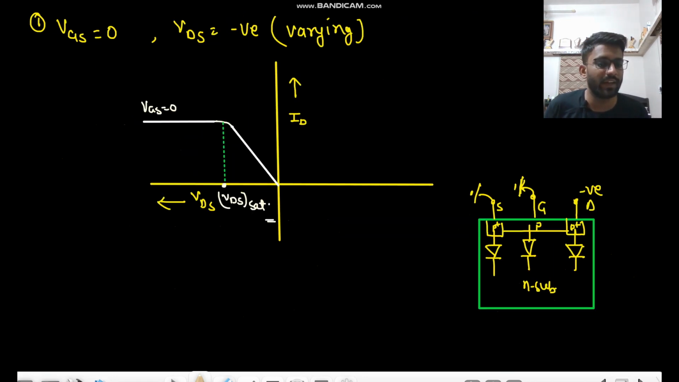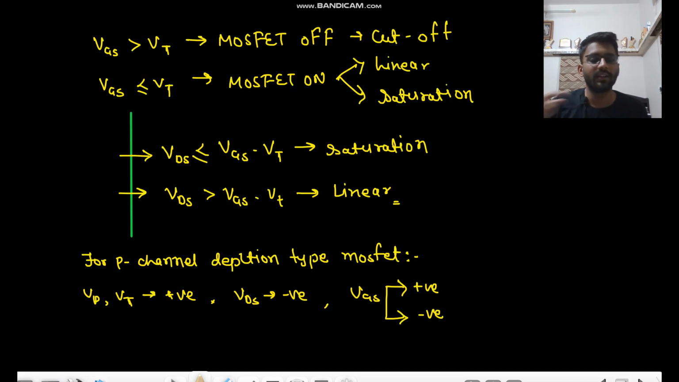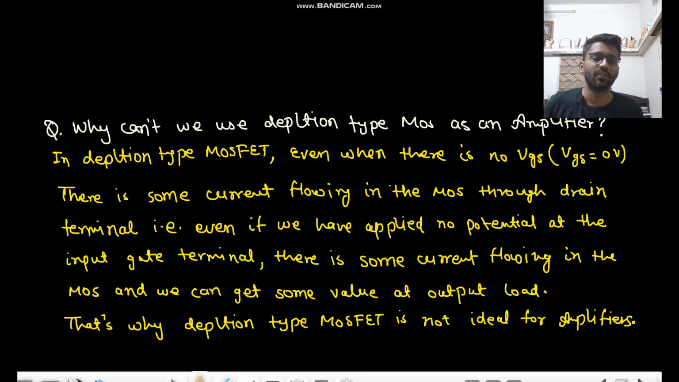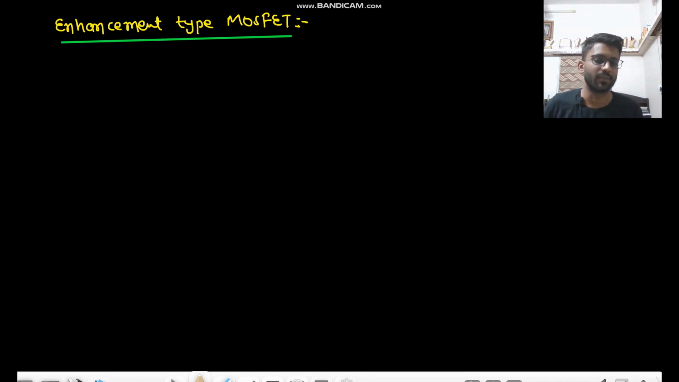Now we have to find a MOSFET where the output should depend on the VGS value. For example, if VGS is lesser than something, the current will not flow, and if VGS is 0, there shouldn't be any current flow. If VGS is negative or positive, that analysis we will see. For that we use enhancement type MOSFET, so after this we will study enhancement type MOSFET.